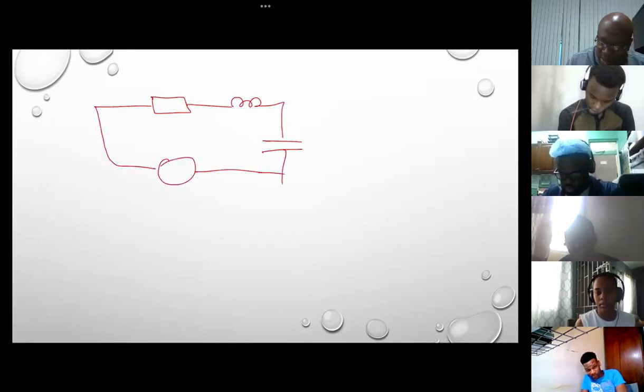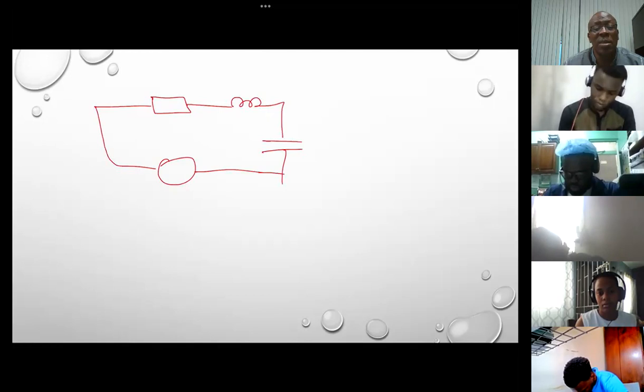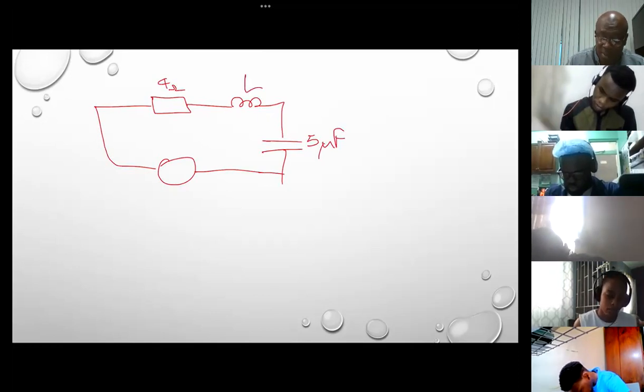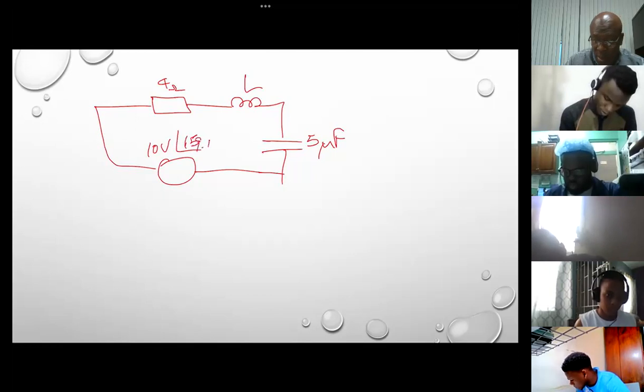There's no question that you will do in electrical networks which will not require a circuit. None. If you believe it will not require a circuit, that means you have just gotten it wrong. So that is 4 ohms, 5 microfarads, and we have L. And we have 10 volts, 159.1 hertz. Okay?